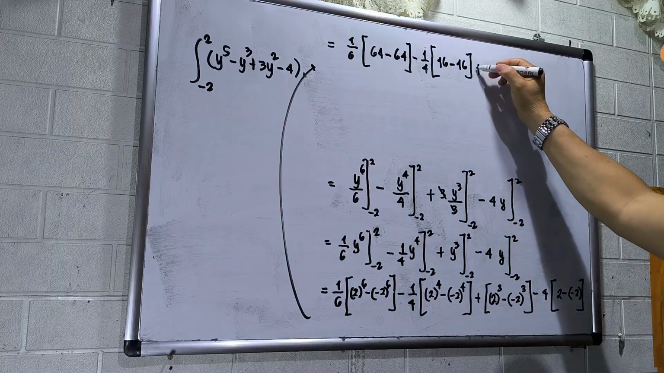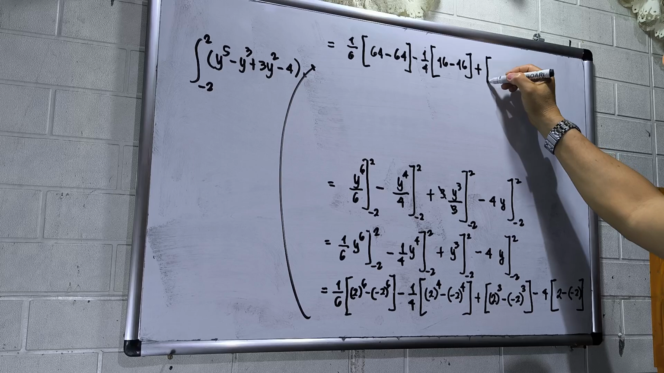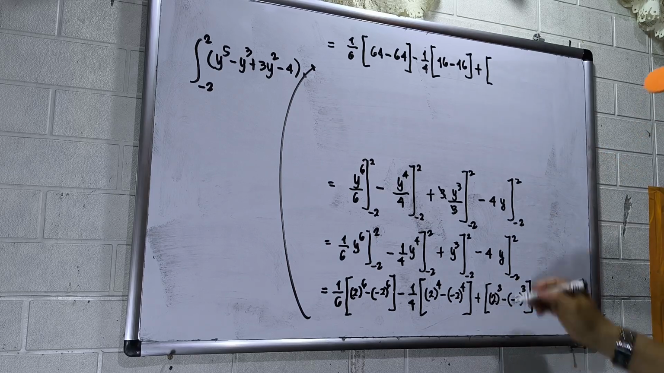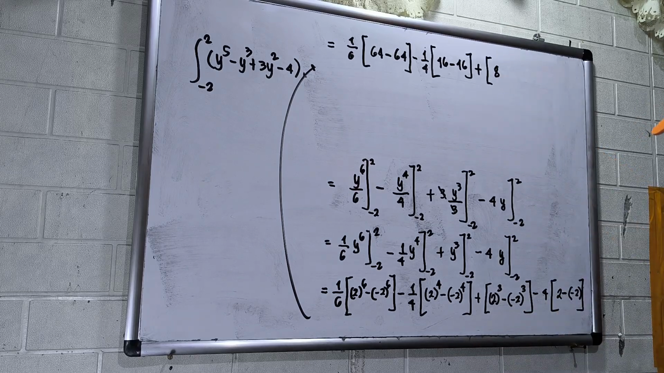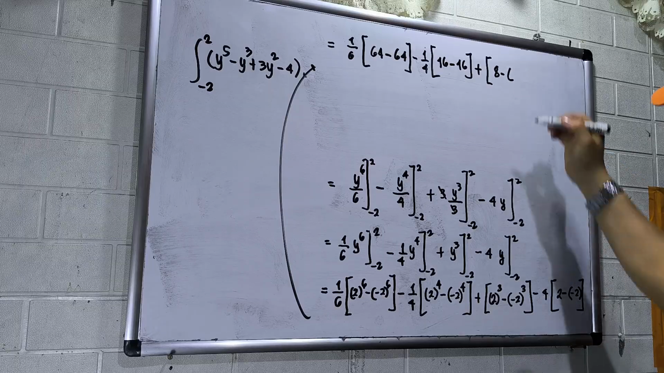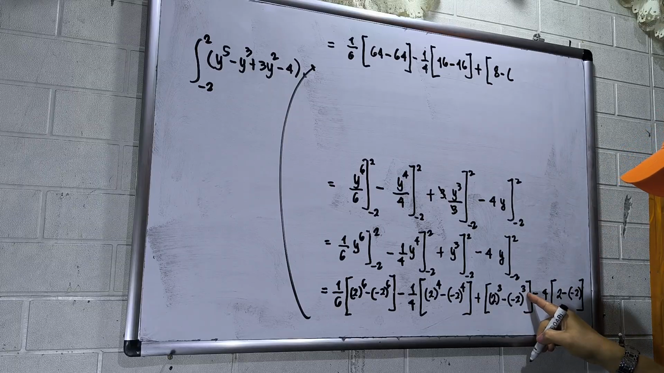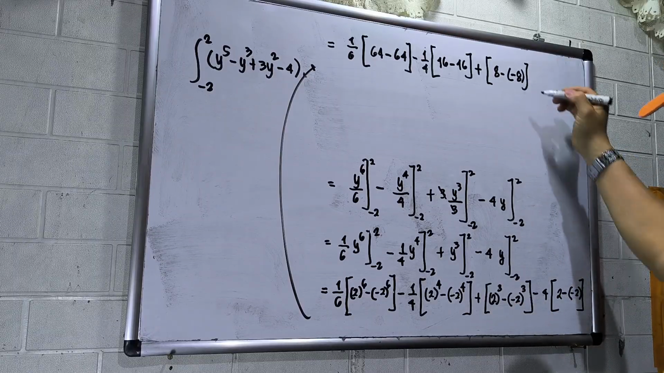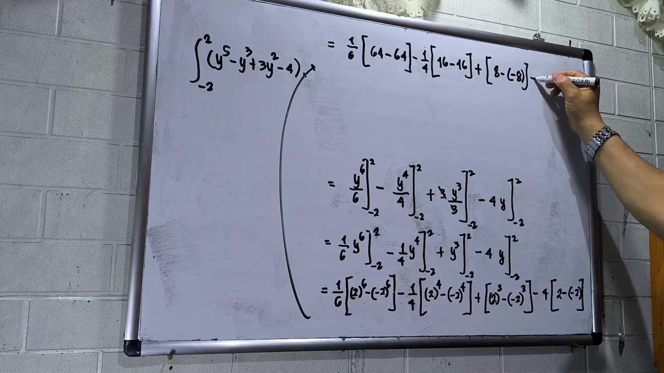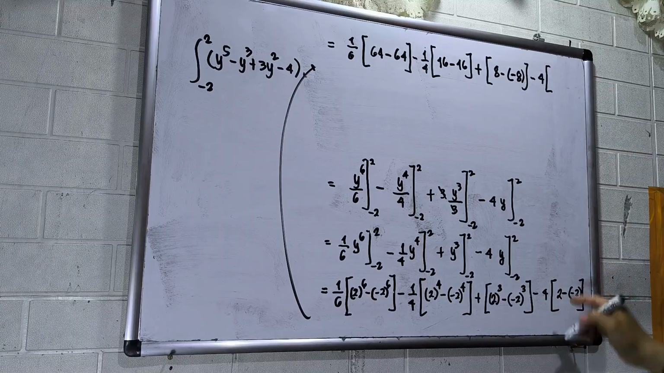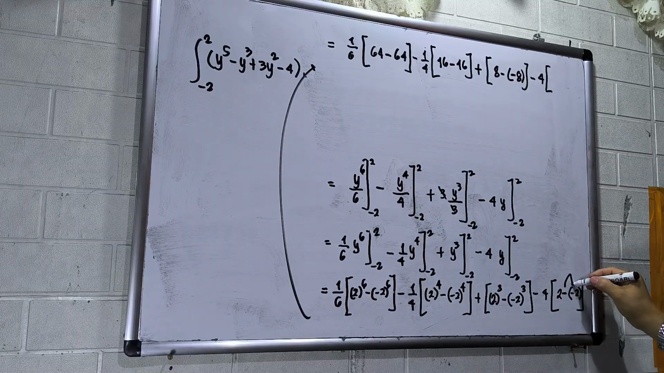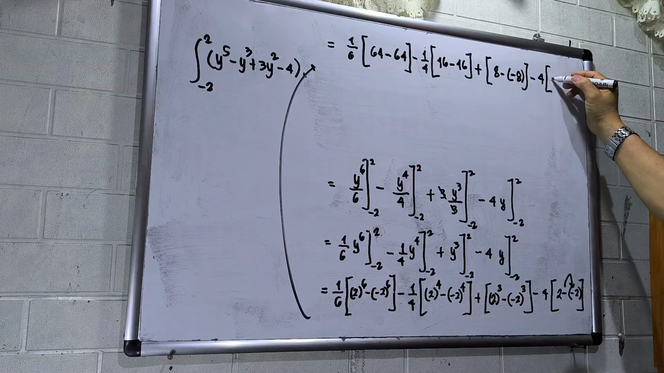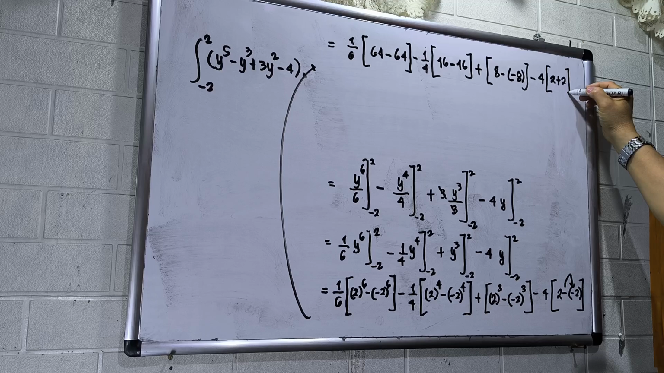Then plus, square brackets, 2 to the third power is 8. Then minus negative, because the exponent is odd, so this will be negative, negative 8. Then this one will be minus 4, square brackets, 2 minus negative 2, negative, negative, that will be positive. So this will be 2 plus 2.